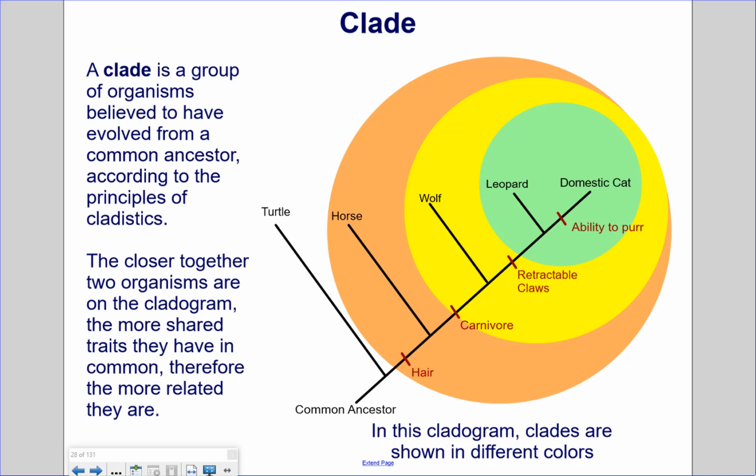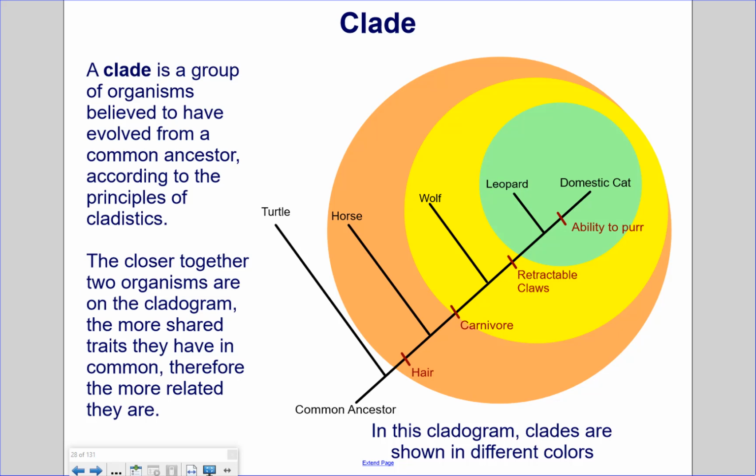Another way to show it. In this cladogram, we start off with the common ancestor down at the bottom, and it sort of works like a timeline. The oldest period of time is at the bottom, and then as time progresses, we move up. And then organisms that are most to the left are most like the common ancestor, and organisms more to the right are more evolved.